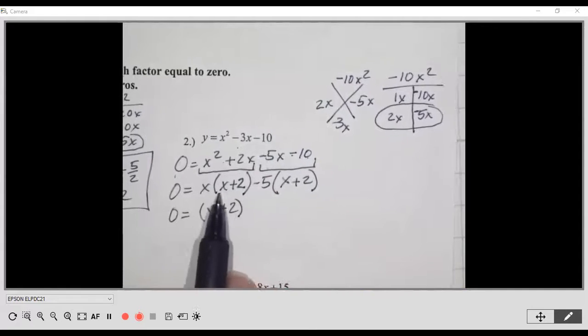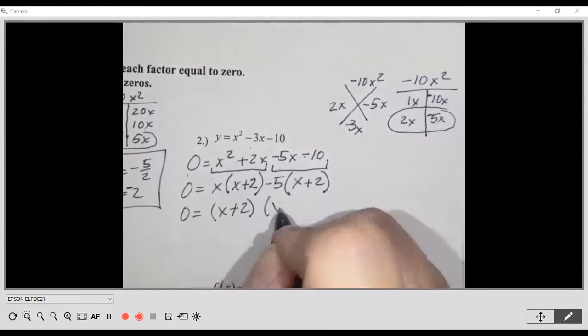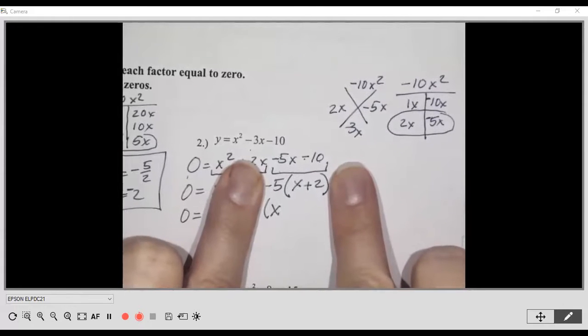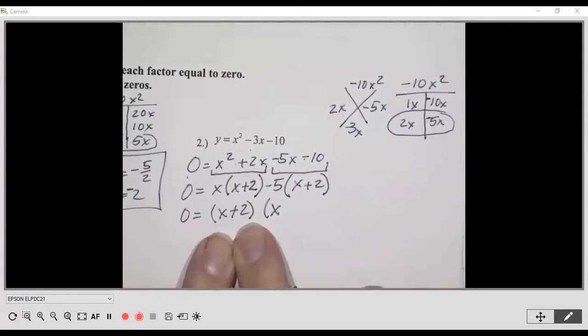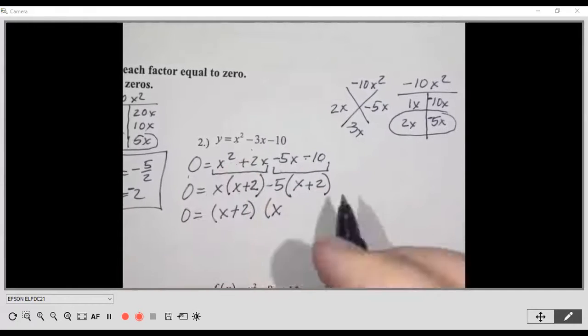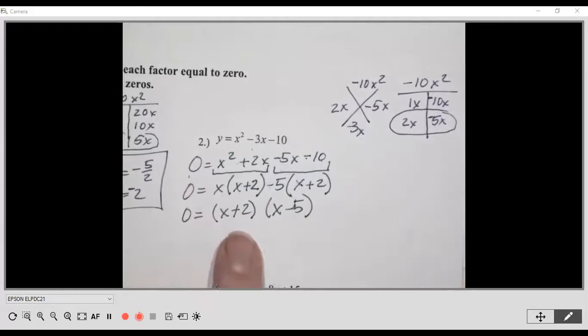Okay, what's left in my first term? I had x times the quantity x plus 2, and then I factored out the x plus 2. So what am I left with? The x. Okay, then I'm going to go to my second term, negative 5 times the quantity x plus 2. I factored out the quantity x plus 2. So this is now gone. What am I left with? Minus 5. So the factored form is 0 equals x plus 2 times the quantity x minus 5.